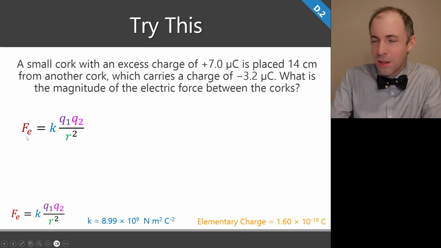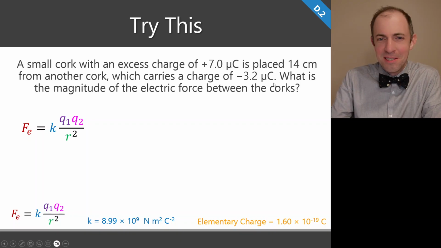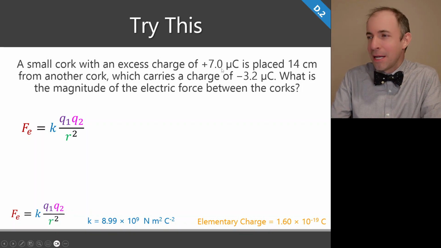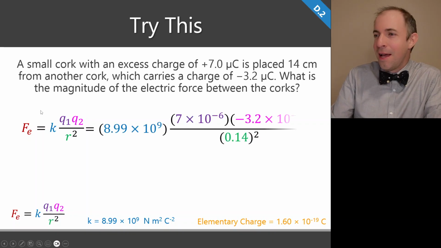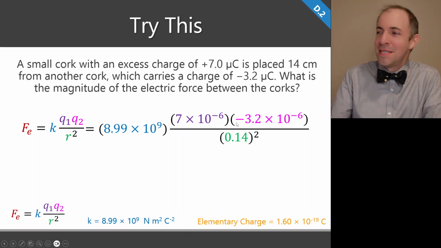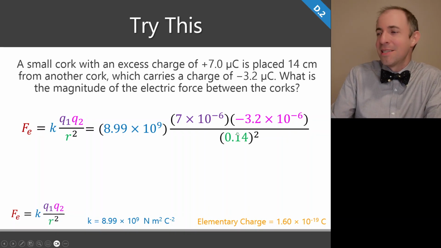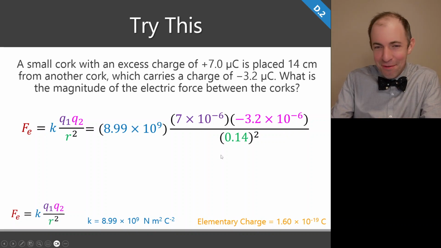This is my Coulomb's law equation. I know what K is, and I know what all of these charges and distances are. I can convert that. Micro is 10 to the minus 6th, and centimeters 10 to the minus 2. And I plug everything in. 8.99 times 10 to the ninth times 7 times 10 to the minus 6 times negative 3.2 times 10 to the minus 6 divided by 0.14 squared. Now, a couple things to identify on here.